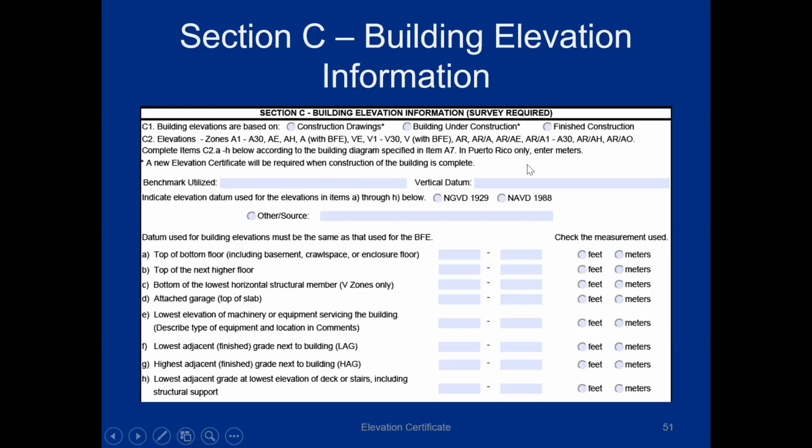Benchmark, you have to have the benchmark. Vertical datum should always be the same datum that's used in section B9, which is where you have your base flood elevation. Okay. And all these other things you have: top of bottom floor, top of next higher floor. Remember, bottom floor is not the same thing as lowest floor. So the surveyor, the engineer filling this out should not be trying to figure out for himself what's the lowest floor for compliance or for insurance rating purposes. It is the bottom floor, next higher floor, bottom of the lowest horizontal structural member for V zones only, attached garage elevation, lowest elevation of machinery or equipment, lowest adjacent grade next to building, highest adjacent grade, and lowest adjacent grade next to deck or stairs.